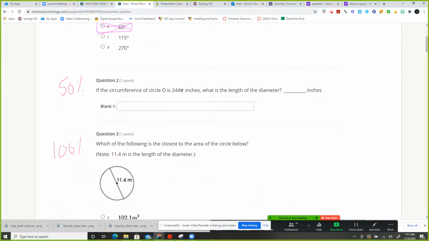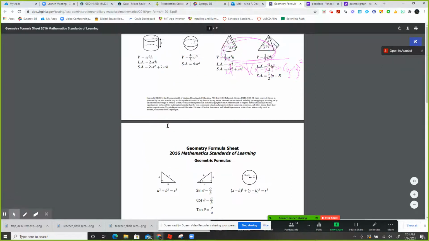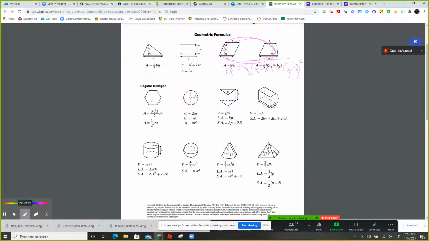If the circumference of a circle is, right? So I can translate this, C equals 244 pi. What is the length of the diameter? Well, if we go to our formula sheet, maybe the first page, we've got some formulas, right? 2 of them relate to circumference. So pi r squared and pi d.